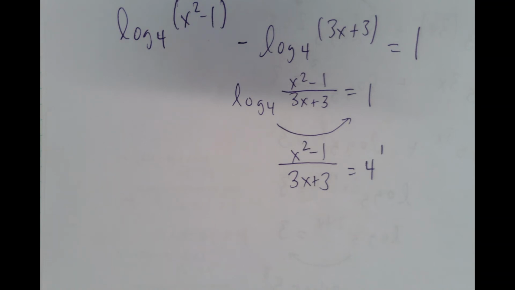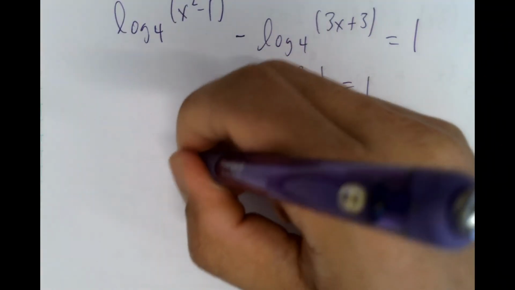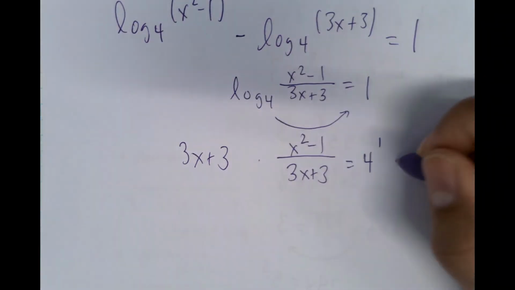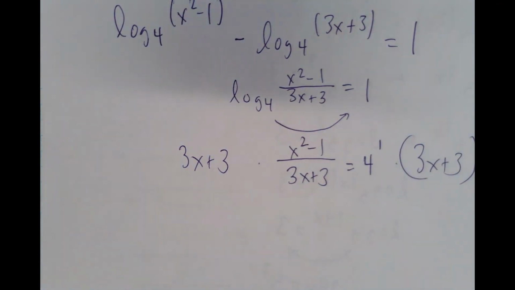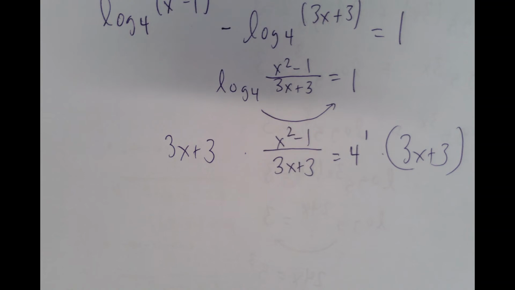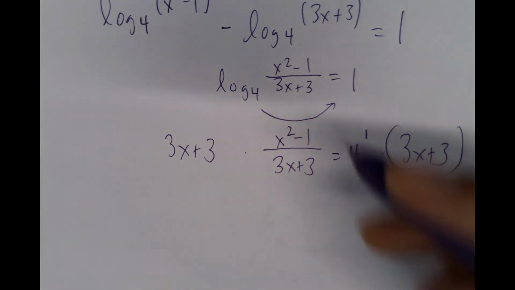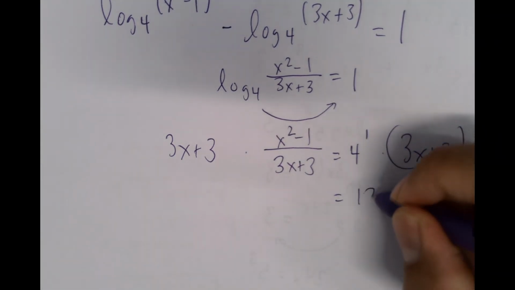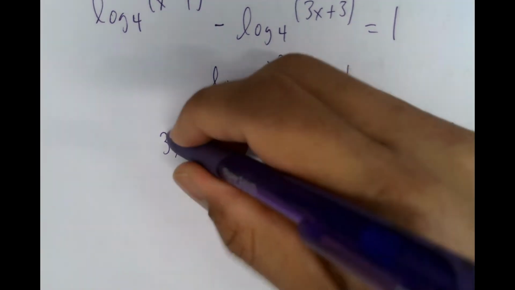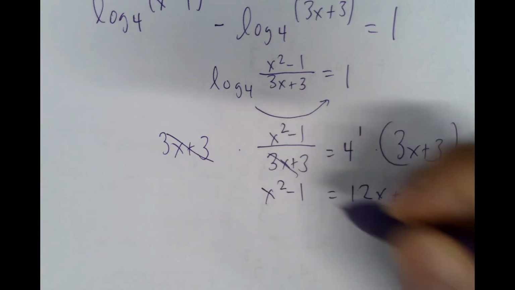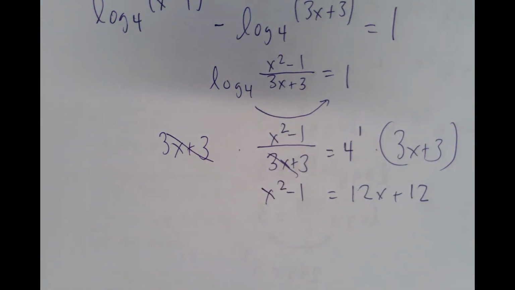The next thing we want to do is solve for x, but to solve for x, we need to get rid of x on the bottom. So we're going to multiply both sides by 3x plus 3. Just as a reminder, if you're multiplying by a plus or minus, then you have to multiply everything by that. So this is going to be 12x plus 12. These are just going to cancel out, so it's just going to be x squared minus 1.